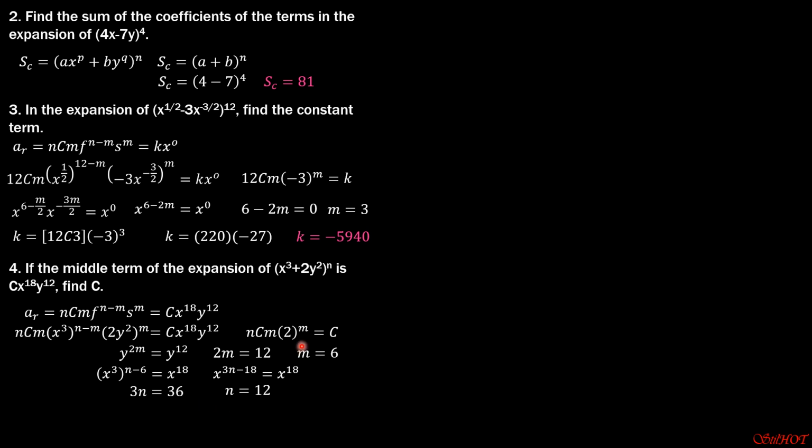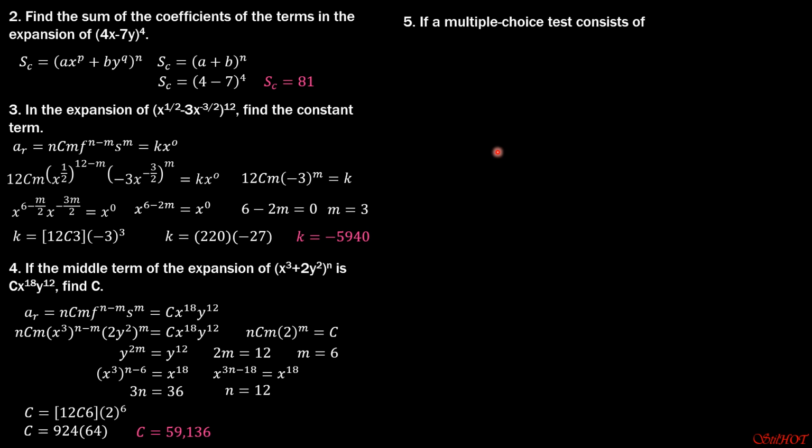Having found n equals 12, we can now compute c. 12C6 times 2 to the 6. 12C6 is equal to 924, while 2 to the 6 is 64. So obtaining the product, the constant is 59,136.